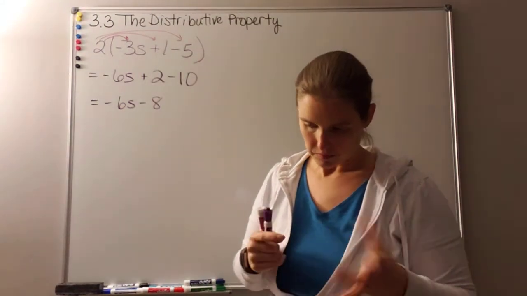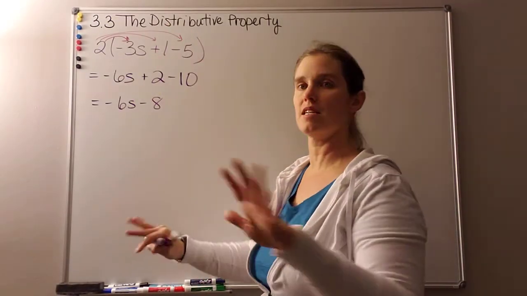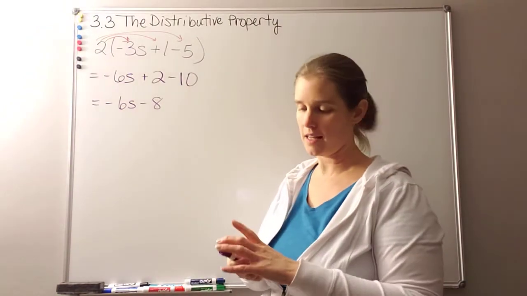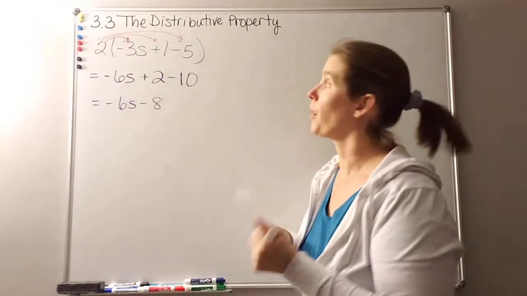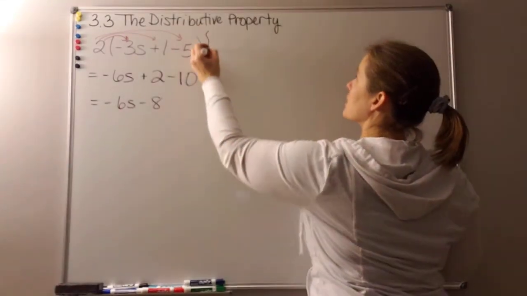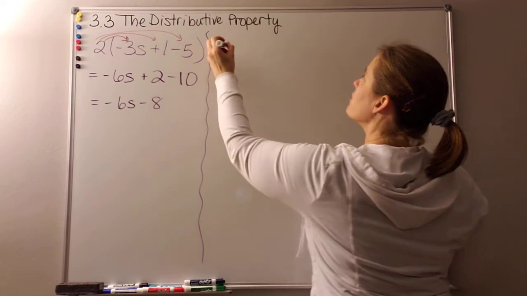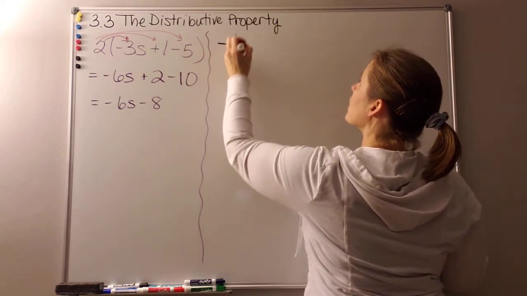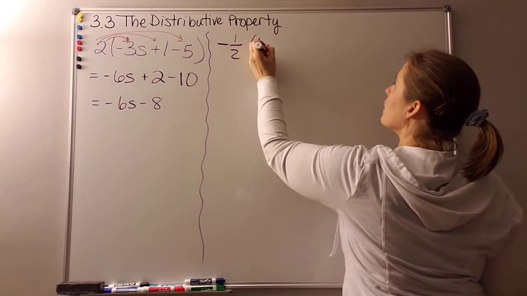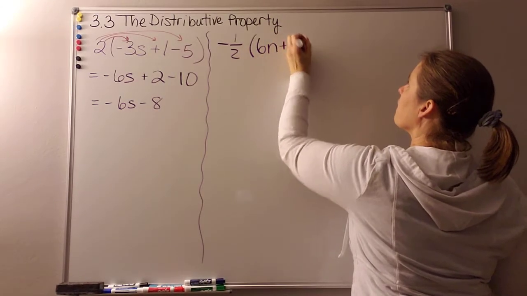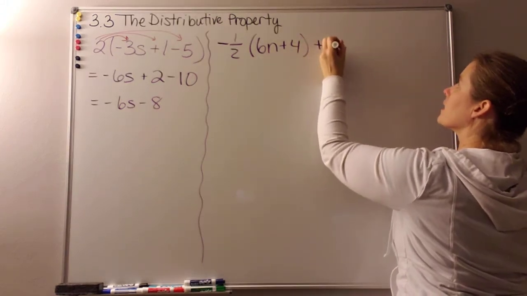Now, we don't just have one set of parentheses and then we're done. Sometimes they're a little more elaborate, or things we're going to do a little bit more. So let's take a look at this example. Let's see, negative 1/2 times 6n plus 4. And then I close the parentheses, and then I have plus 2n.